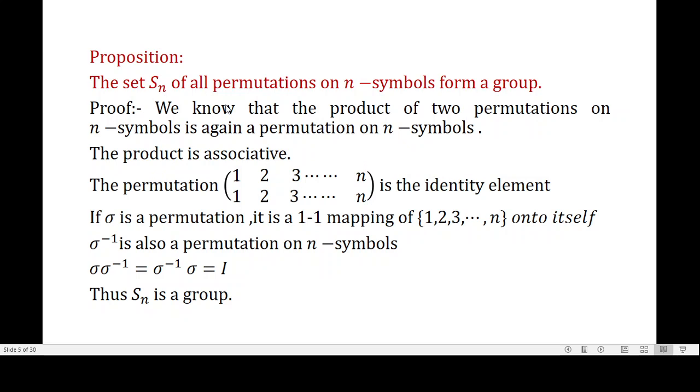So how to prove that this is a group? Just say that the product is associative, because the product of any two permutations is again a permutation. Therefore, the closure law is clearly satisfied. It is associative and an identity element exists. And if sigma is a permutation, it's a 1-1 mapping of the set onto itself. Sigma inverse also exists, and it is a permutation on n symbols. Further, sigma into sigma inverse is again an identity element. Therefore, Sn is a group.